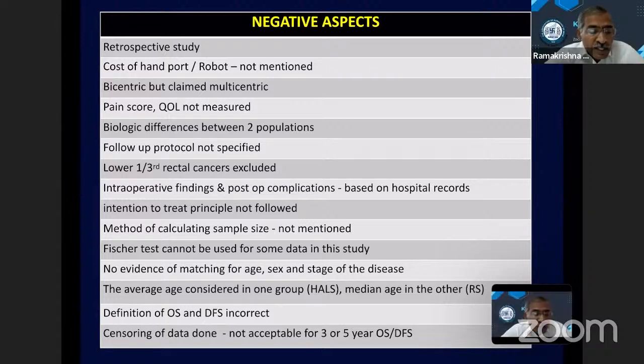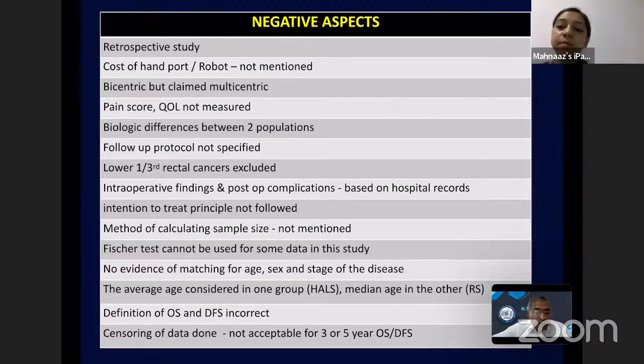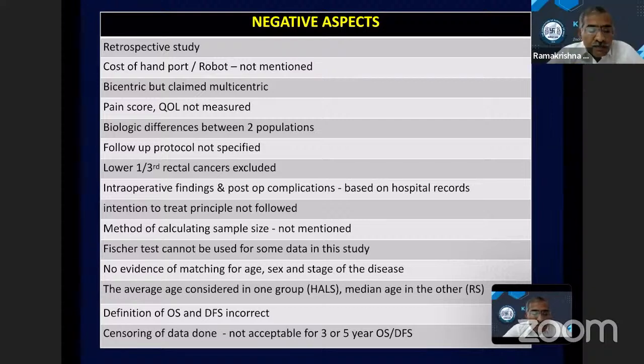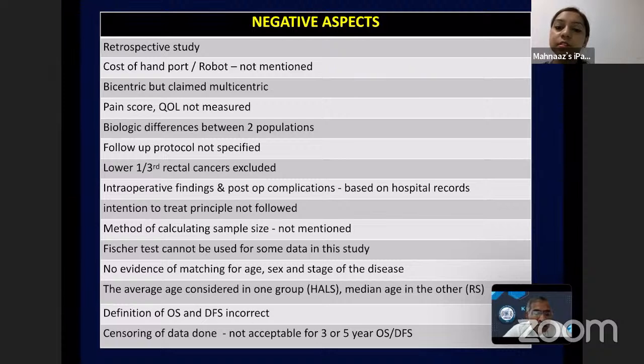And they also have said some censoring of the data is done. Is it acceptable for calculating the overall survival? No, sir, it's not acceptable here. It's acceptable in a KM plot, but when we're thinking about overall survival and disease-free survival, it's not acceptable to censor data.